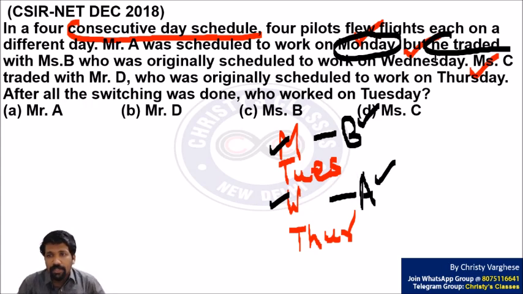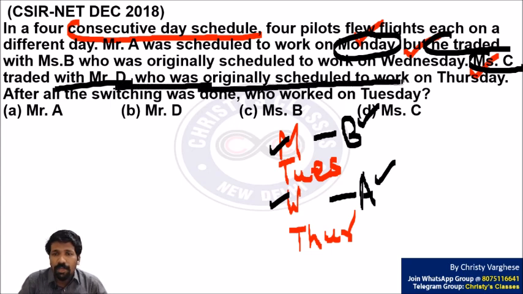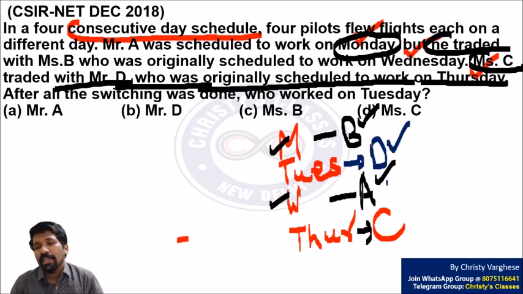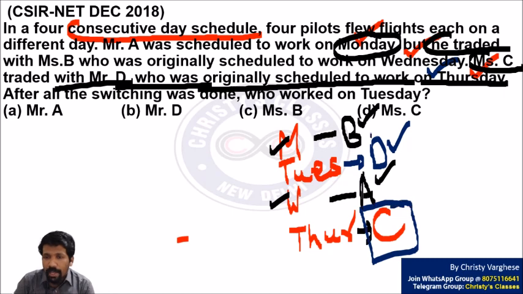Now about Tuesday and Thursday you have to think about. C traded with D, who was originally, that means D was originally scheduled to work on Thursday. D was originally scheduled to work on Thursday, but D is interchanging that schedule with C. That means C is getting Thursday after interchanging. C is getting Thursday means definitely Tuesday D will work, because D is interchanging the schedule with C now. It is understood that C is having a Tuesday schedule initially, because question says D was originally scheduled to work on Thursday. D gave that to C and took that from C.